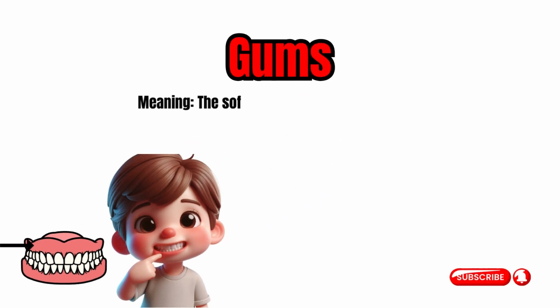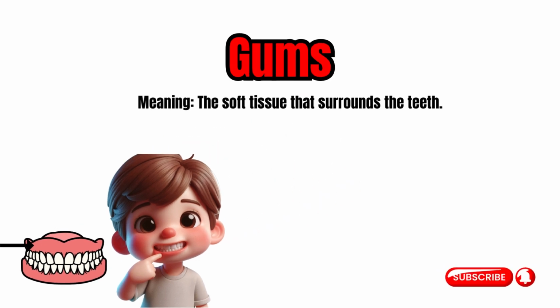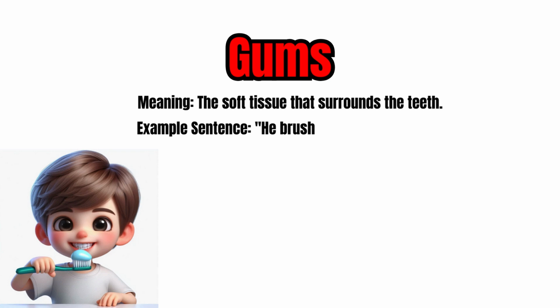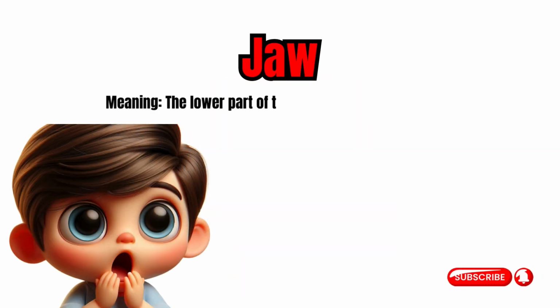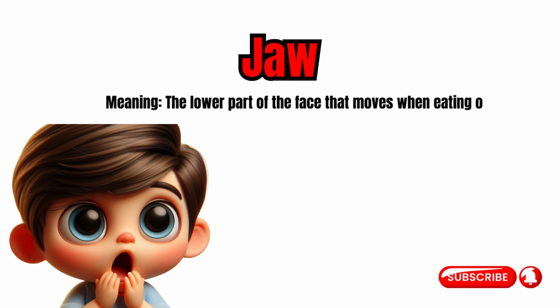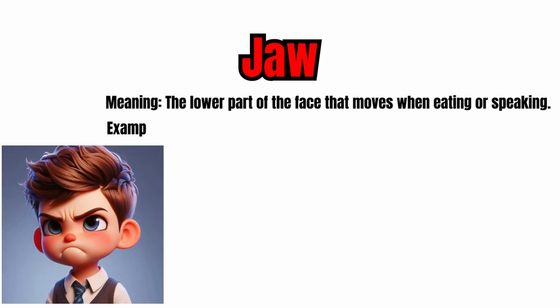Gums, meaning the soft tissue that surrounds the teeth. Example sentence: he brushed his teeth and gums thoroughly. Jaw, meaning the lower part of the face that moves when eating or speaking. Example sentence: he clenched his jaw in anger.